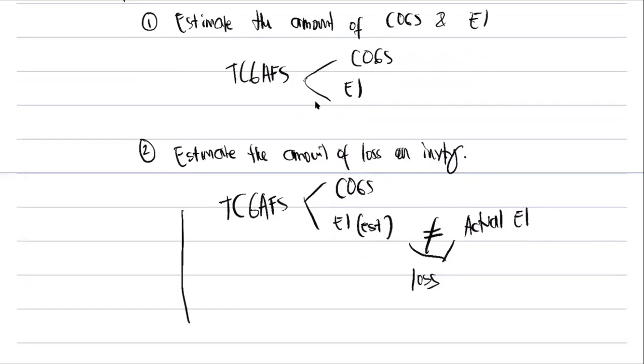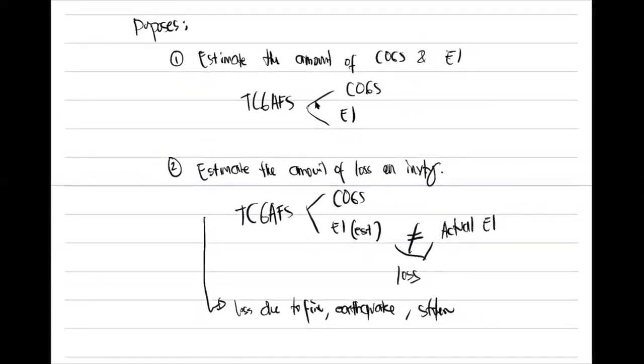Since there is a difference between your actual and your estimated, we can say that that is a loss. Normally, you can see this in problems wherein you are asked to compute the loss due to fire, earthquake, stolen inventory, etc. So normally, questions relating to number two ask you about the loss due to fire, earthquake, and whatsoever circumstance that there is a loss on inventory. Again, the two purposes of inventory estimation are first to estimate the amount of your cost of goods sold and ending inventory, and another is to estimate the amount of your loss on inventory.